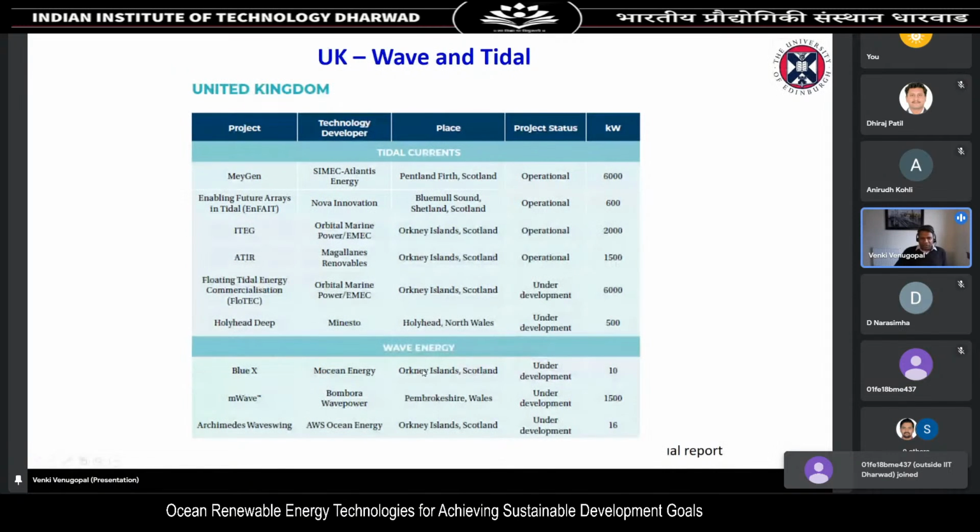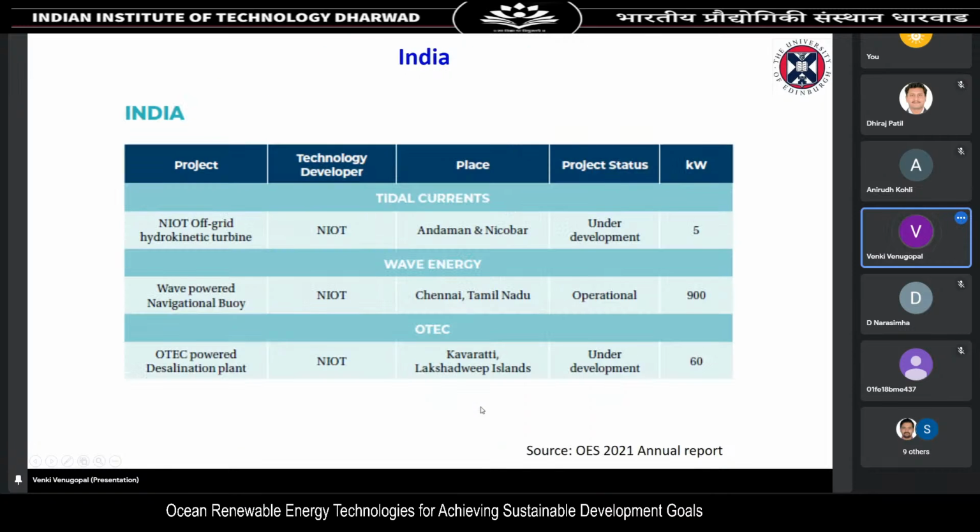And similarly, if you take wave energy, there is Motion Energy. It is not 10, it's 100 kilowatt. They are under development and they are testing. And similarly, the M-Wave is another company they are testing currently. And there may be other companies also which are not on the list that will be doing the test.